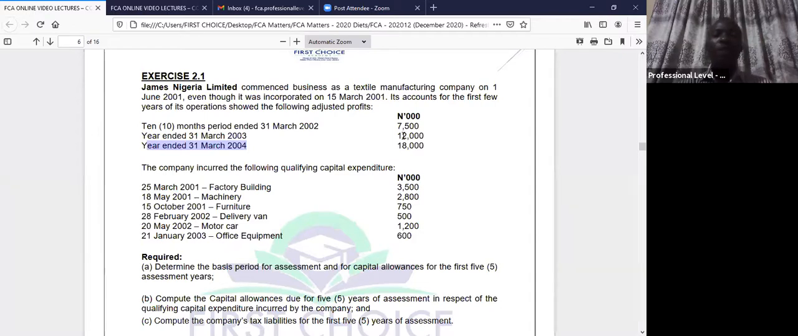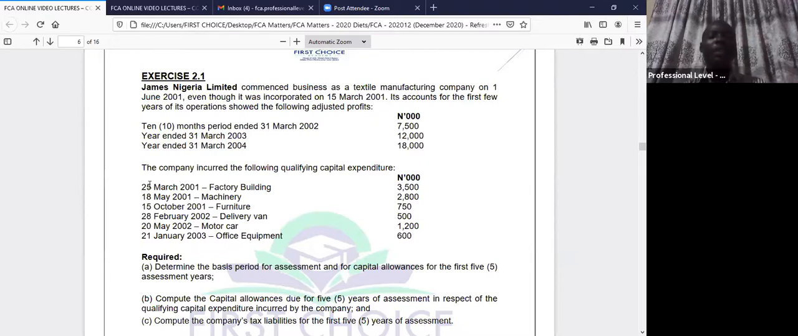Okay, you will see from the question here that they only told us when the company commenced business. They didn't tell you when the company's account year end is. But you can see by implication that they are ending their accounts on 31st March every year. So you don't need to be told. Okay, now the company incurred the following qualifying capital expenditure.